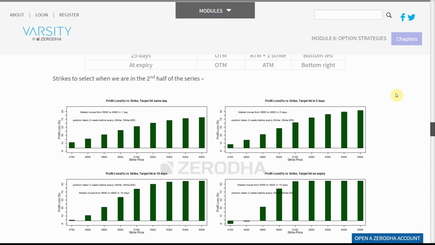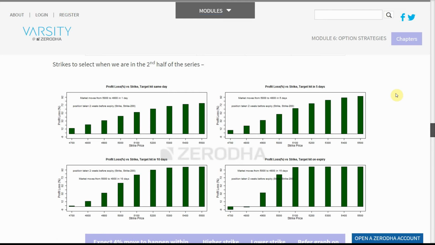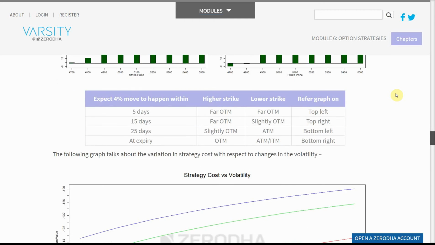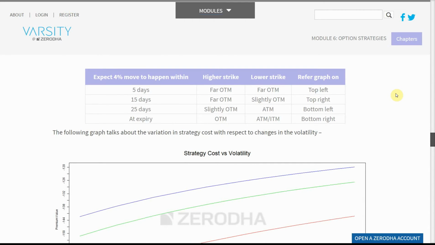Strikes to select when we are in the second half of the series. Expect 4% move to happen within higher strike, lower strike. Refer graph on 5 days for OTM, top left. 15 days for OTM, slightly OTM, top right. 25 days slightly OTM ATM, bottom left. At expiry OTM ATM, ITM, bottom right.